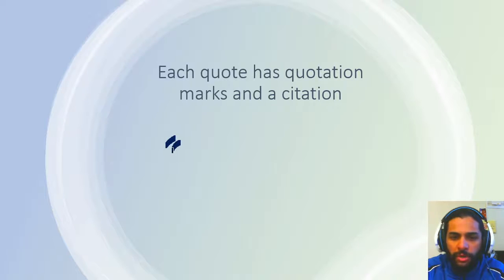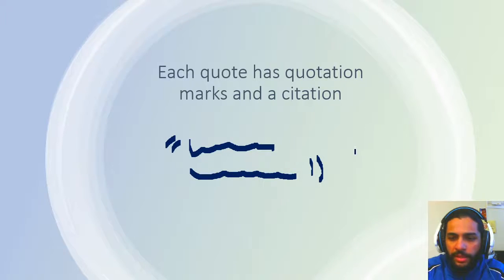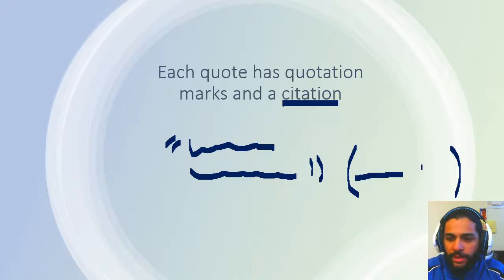So your quotation marks will go around your quote. So here's the writing. And then your citation, it goes in parentheses with the author's last name here or the organization name in our case, and then the page number. And then a period goes after the citation.